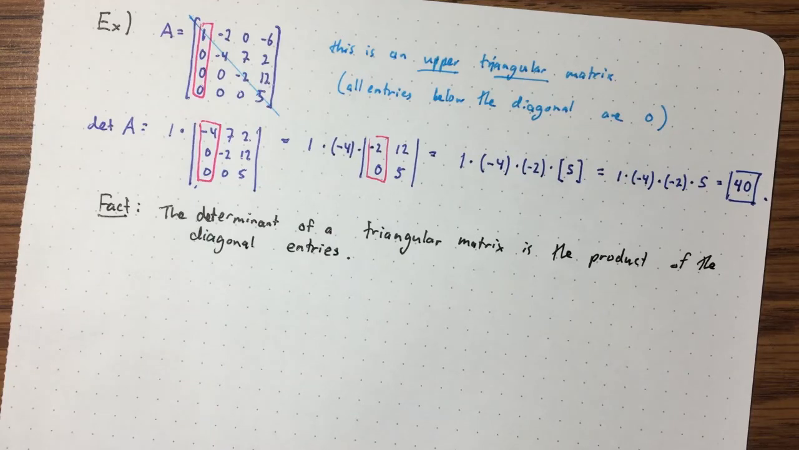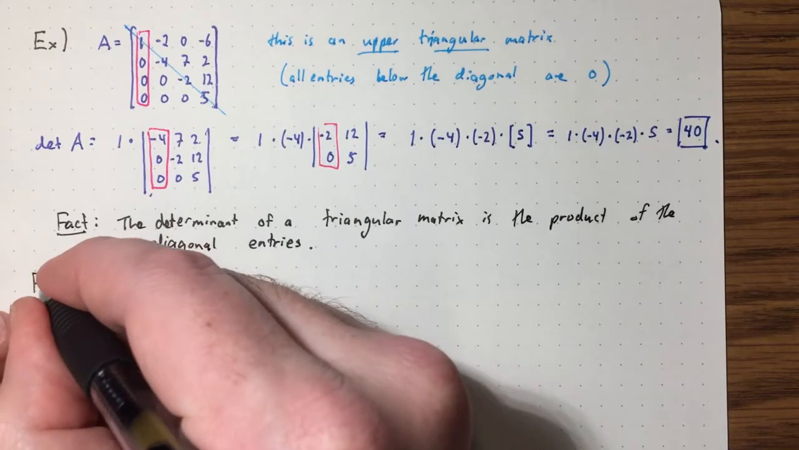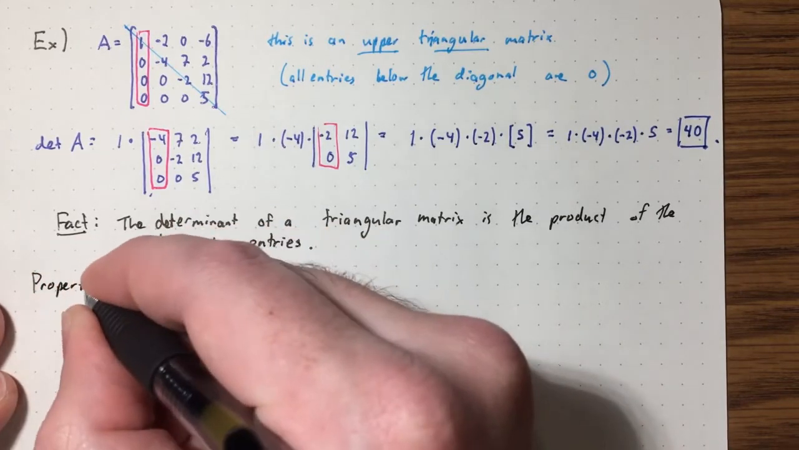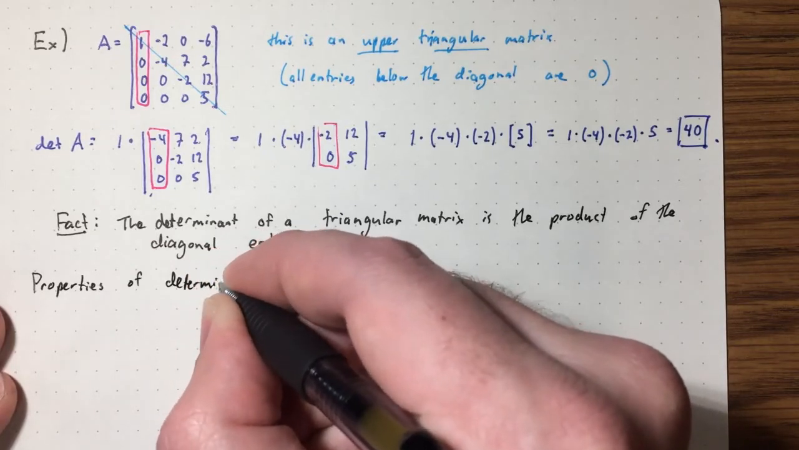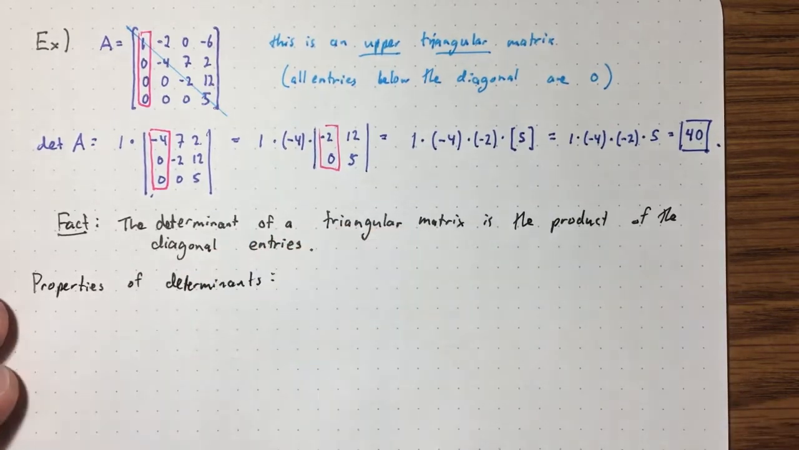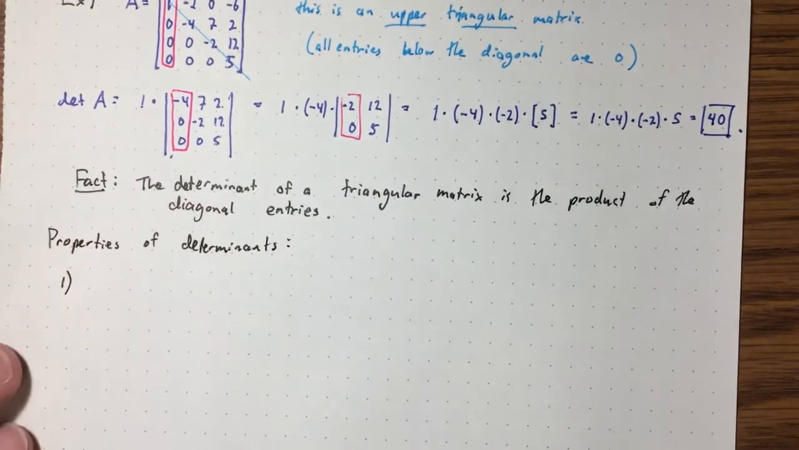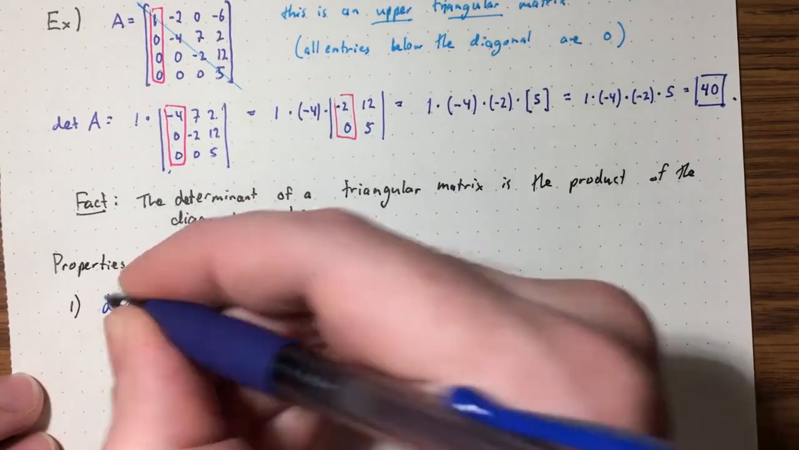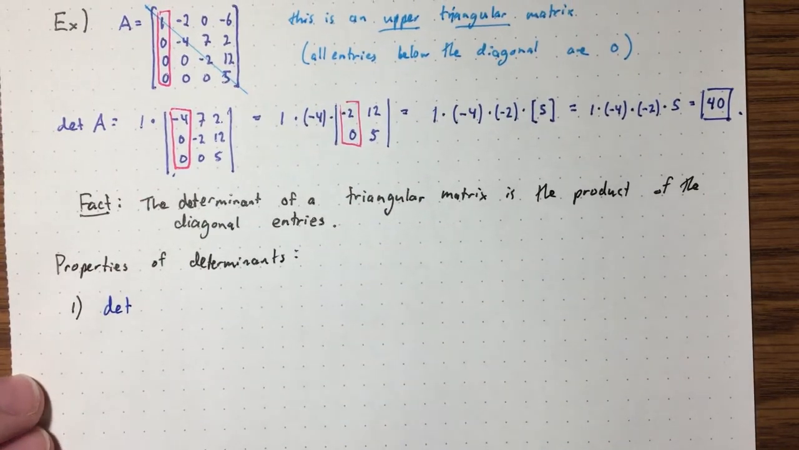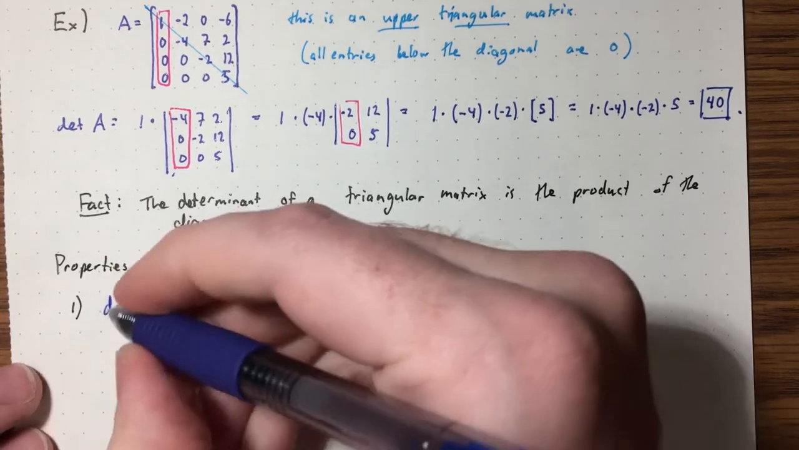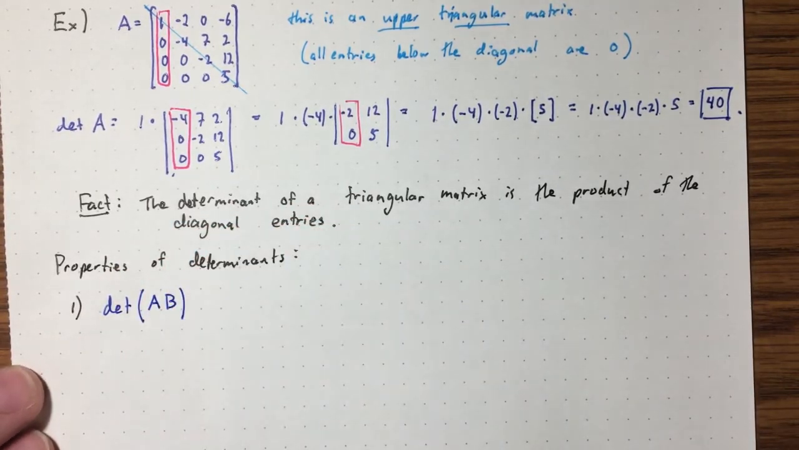Very cool. So, okay, now that we're talking about facts about determinants, let's look at some of the most important properties of determinants. First of all, there's not a nice formula for a determinant of A plus B, it turns out, when you add two matrices. But there is a nice formula for this: determinant of A times B.